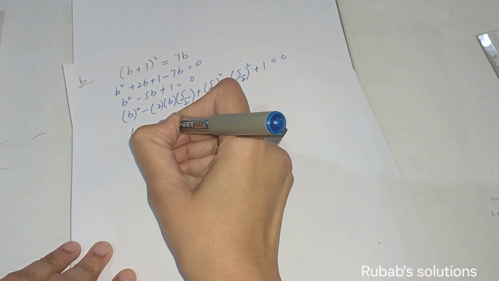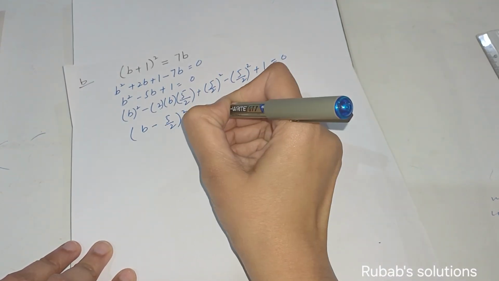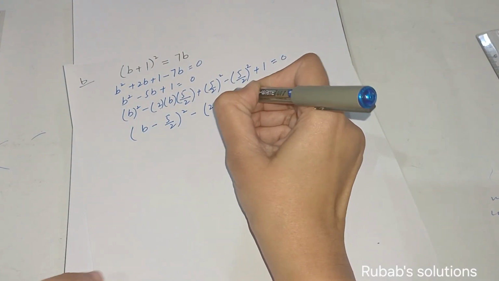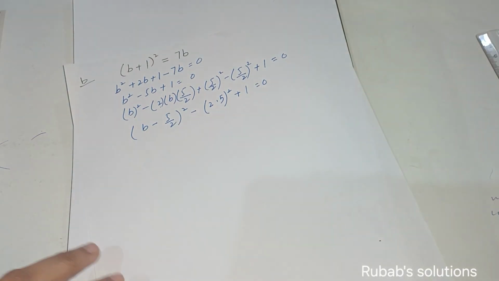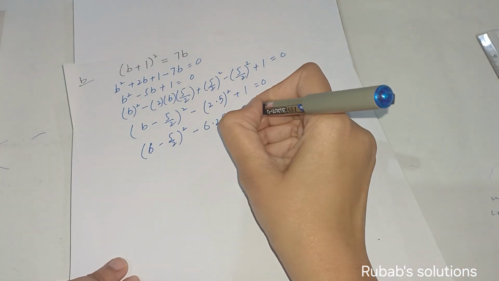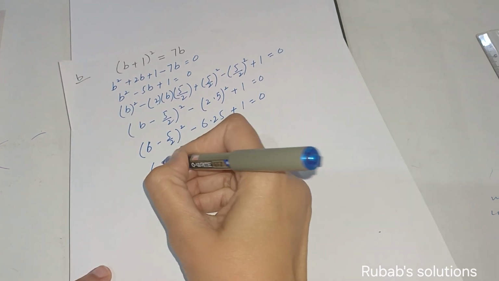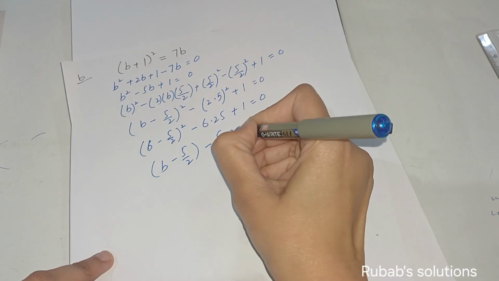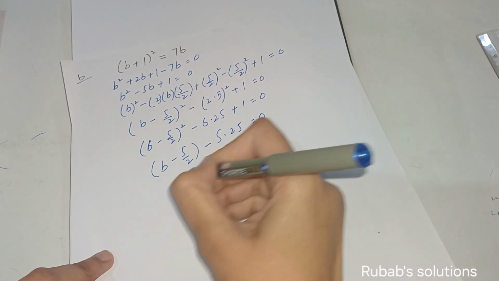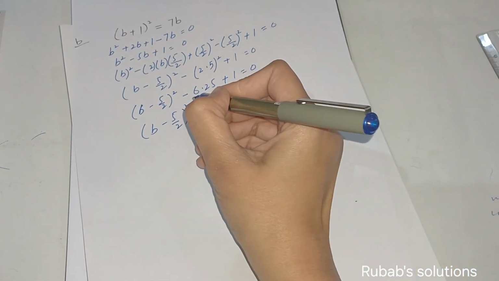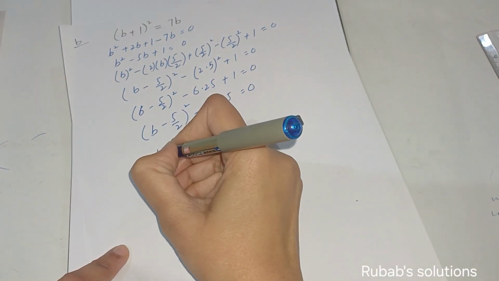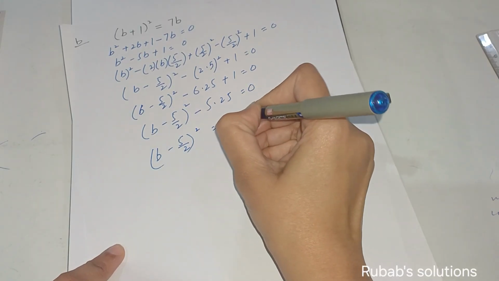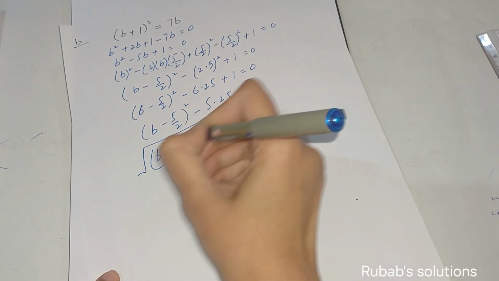It will be b minus 5 by 2 whole square minus 5 by 2 is 2.5 whole square plus 1. This is equal to 0. It will be minus 6.25 plus 1. This is equal to 0. It will be b minus 5 by 2 whole square, when we subtract, minus 5.25, this is equal to 0. So this 5.25 will shift on the other side, and it will become b minus 5 by 2 square is equal to 5.25.